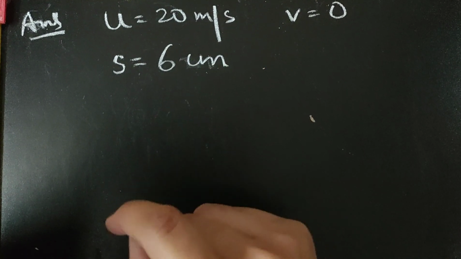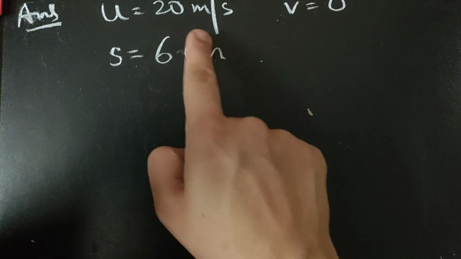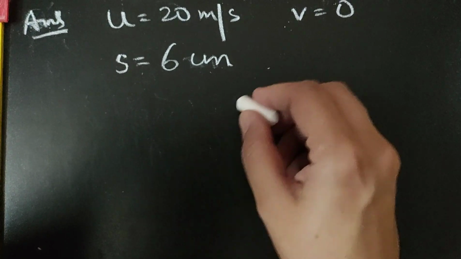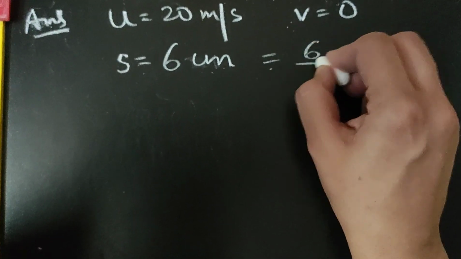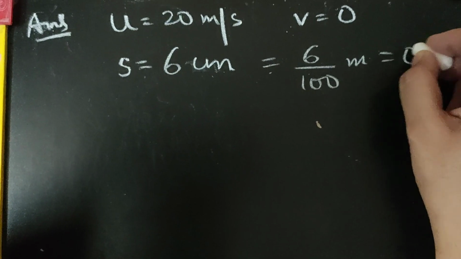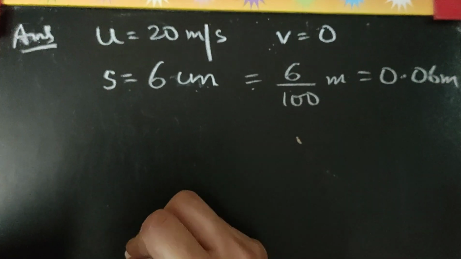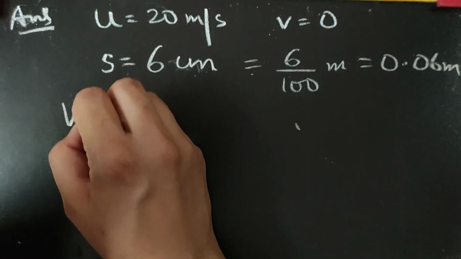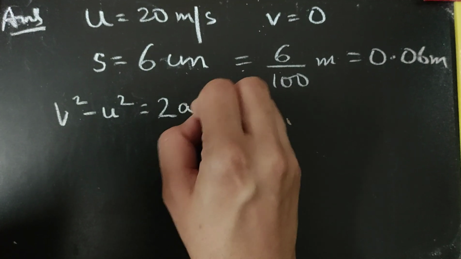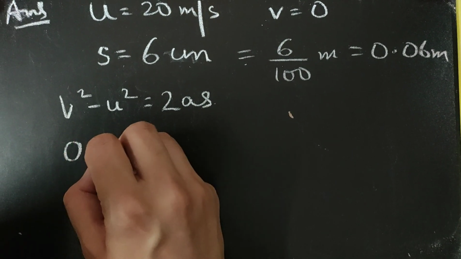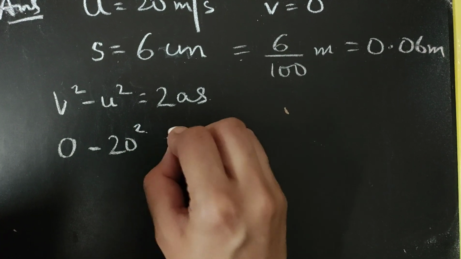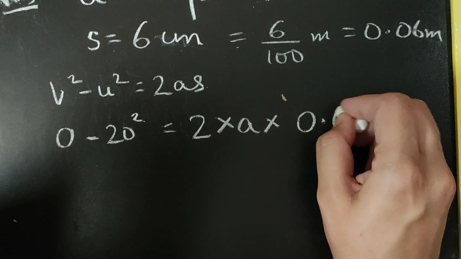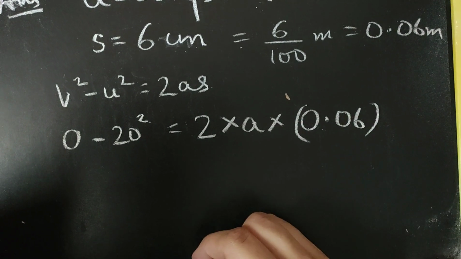So before using these values in the numerical calculation, we will first convert this 6 centimeter into the SI unit for distance, that is meters. So 6 centimeters would be 6 by 100 meters, or I can simply write it as 0.06 meters. So v and u both are given, s is given. We use the third equation to calculate a. v square minus u square is 2as. v square is 0. u square is 20 square. 2as it is from the formula. a we are calculating, and s is 0.06 in SI units.